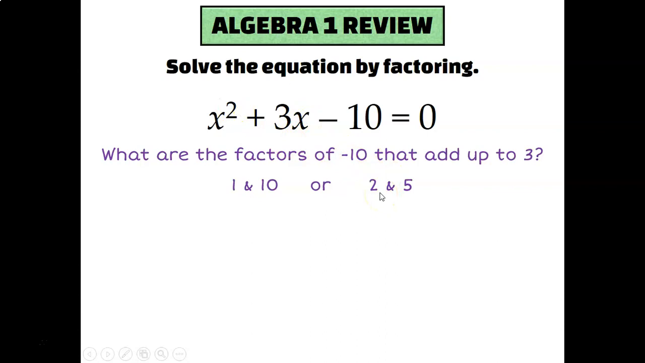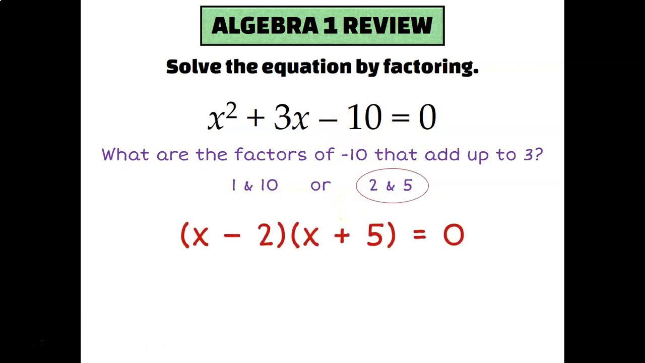But I need one of them to be a negative and one of them to be a positive, right? Because if they're both positive, then it's 7. And if they're both negative, then it's negative 7. So which one do I need to put a negative on if I want to add it up to a positive 3? That would be a negative 2, right? Negative 2 plus 5 will give me positive 3. And that makes sense for my negative 10 to have one of these be a negative, because if I do negative 2 times positive 5, that gives me a negative 10.